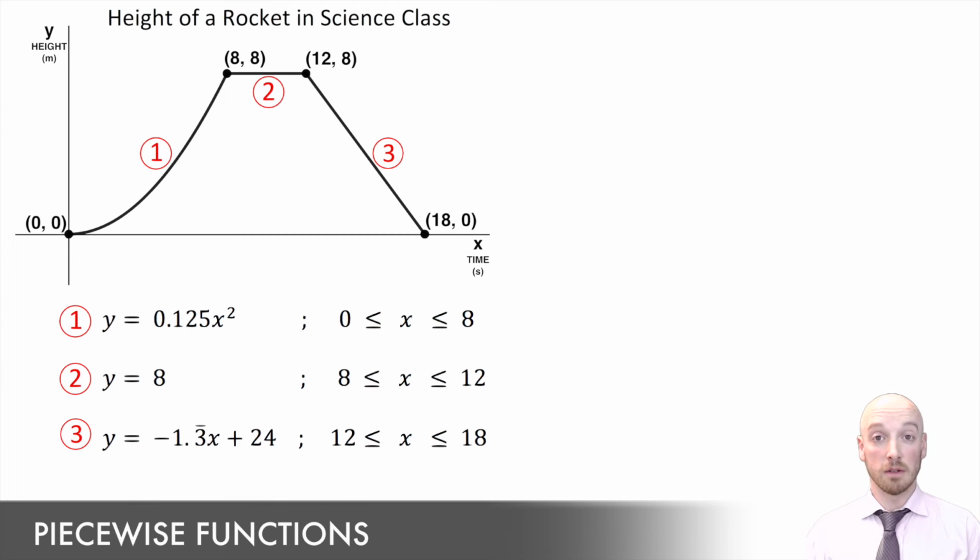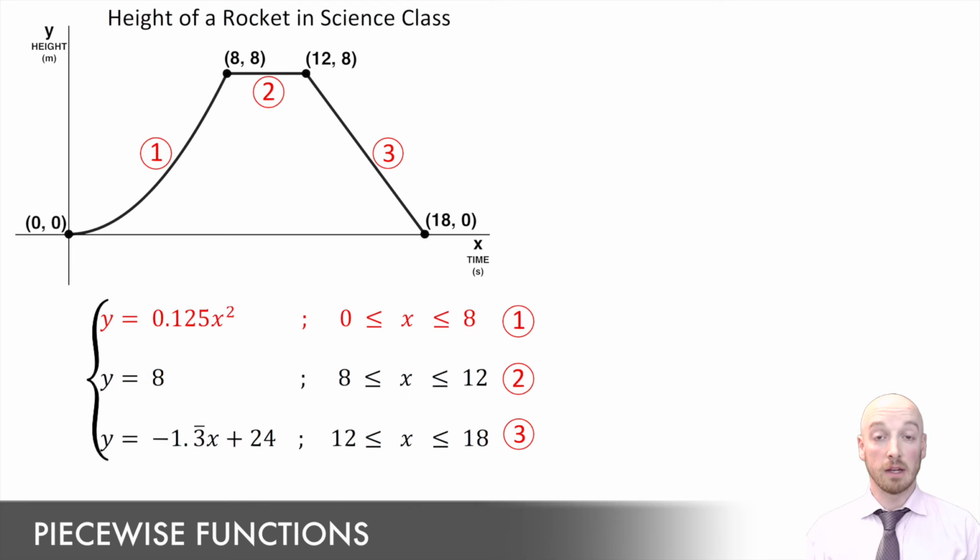The first thing we're going to do is put a curly bracket in front of those three rules. Now notice what those three rules all have in common. They each start with y equals. The first one is y equals 0.125x squared. The second one is y equals 8. And the third one, y equals negative 1.3 repeating x plus 24.